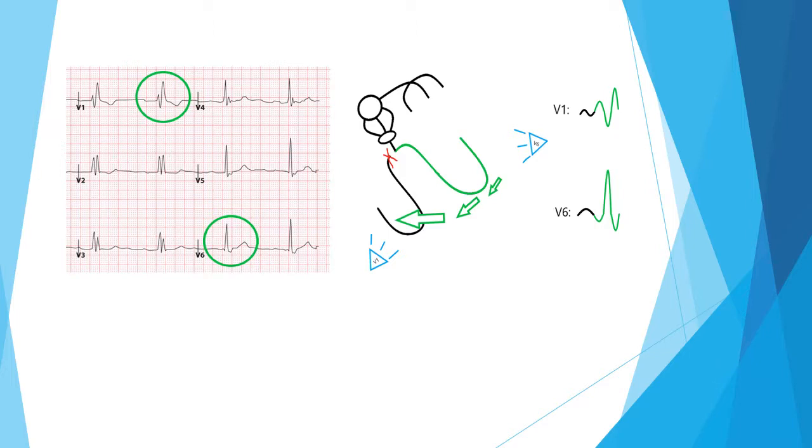That second big R wave represents late right ventricular depolarization occurring after the fact, indicating a lack or a loss of conduction through the right bundle branch.